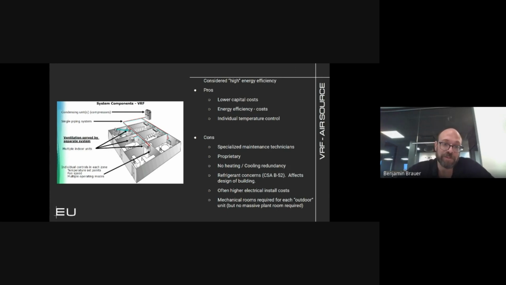So looking at B52, you really have to be concerned about the refrigeration loads of a building, air seals of the building, where that refrigeration is mainly located in a building. It's a bit of a finicky design element that you have to be concerned about. There will be higher electrical install costs due to generally bigger feeders. And typically mechanical rooms have to be sporadically located throughout the building instead of having one massive plant room, which can be both a pro and a con depending on the architect you talk to.